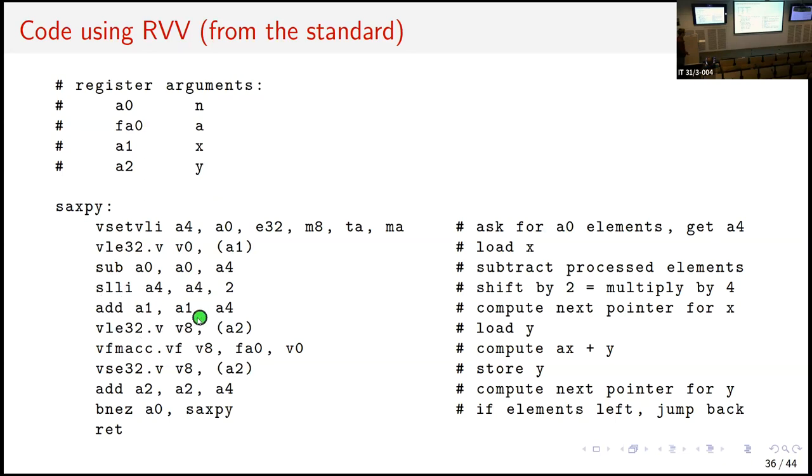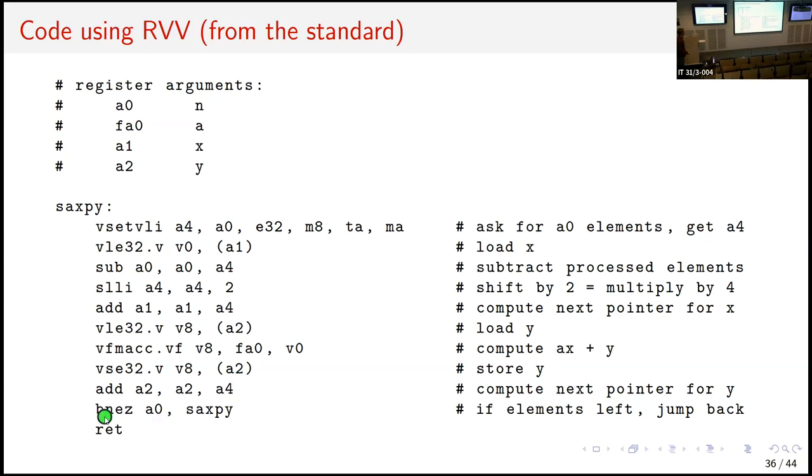We do a bit of shifting. Then we load Y, same instruction. We load into V8 until V15. Then we do the fused multiply accumulate with the vector X and the vector Y and the scalar A. And then we store it back into Y.